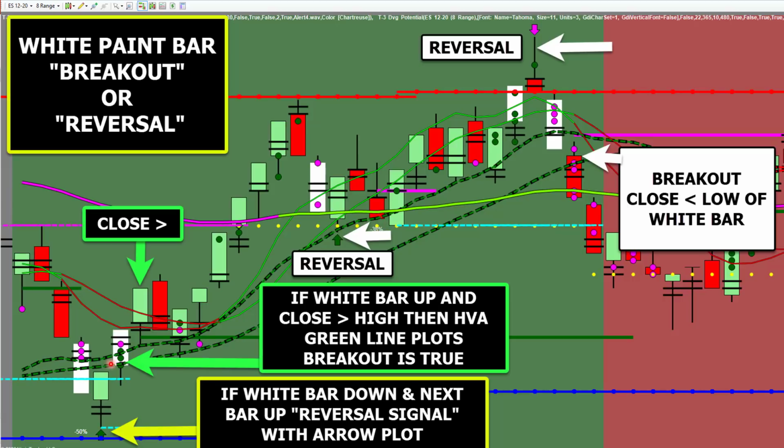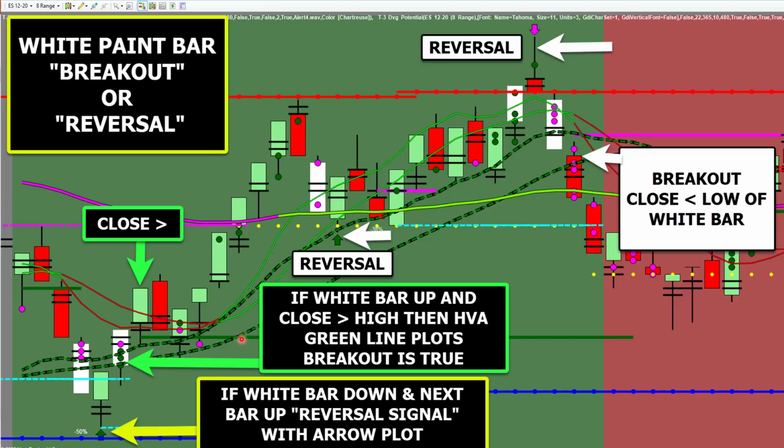The next use of the white paint bars is essentially a breakout. In the indicator, we define a breakout as having a white paint bar up and then a subsequent close above the top of the white paint bar. What that's going to do is create this green line that is an extension of the high volume line from the white paint bar.